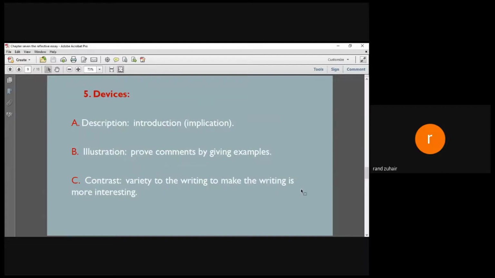B, illustration, proof, comments by giving examples, from your point of view or any comment. You give examples to clarify this idea and make it clear to the reader. C, contrast, variety to the writing to make the writing more interesting. You give contrast, as we said, something opposing your idea that you mention in the essay, so that it is more interesting to the reader.